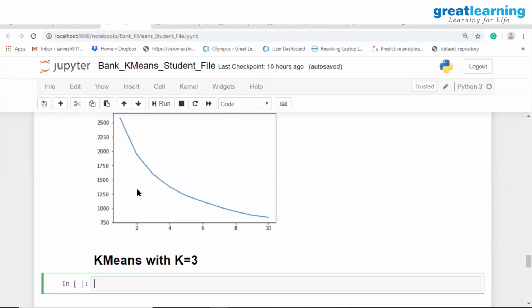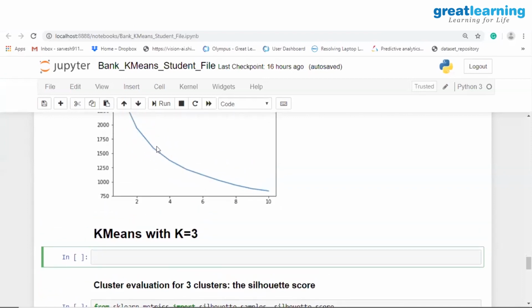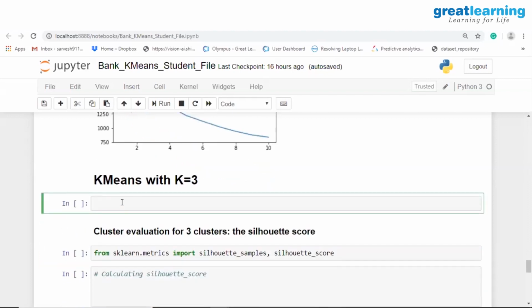WSS is one method, Silhouette score is another, and there are many more. NB cluster is very famous. So K means, I'm taking my default K means with K equal to 3, just to understand how clustering works and what recommendation we could give. These are small things that I'm going to tell here. Now K means with K is equal to 3.